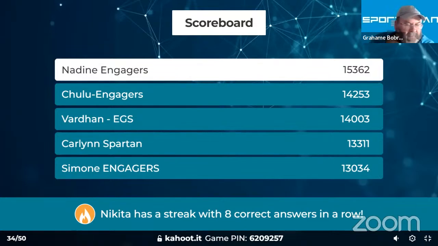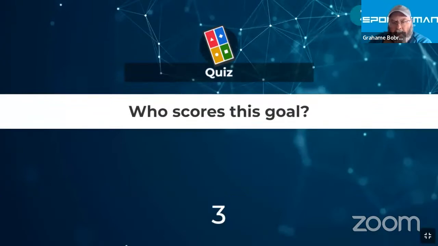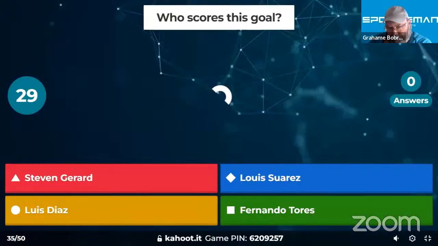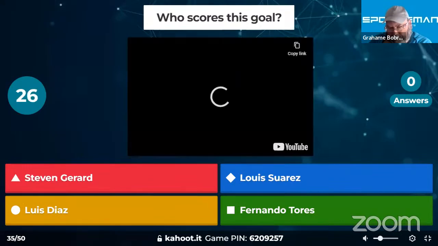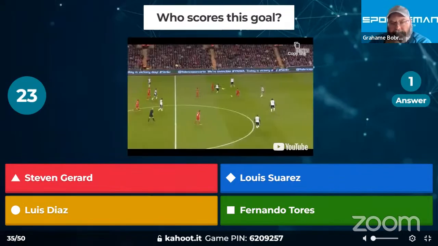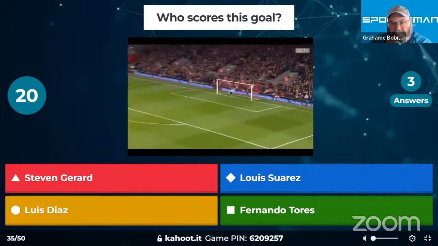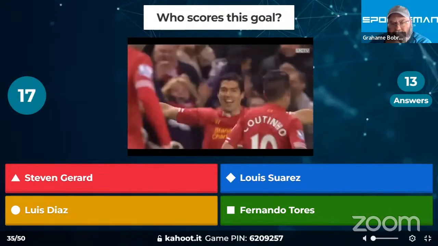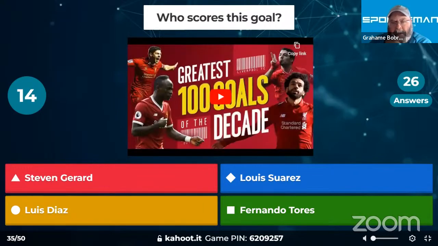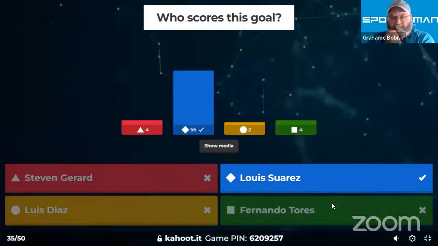Question number 35, the last of the sport questions. Here we go. Who scores this goal? Cracker at that. Luis Suarez, brilliant Uruguayan. He was as good with his teeth as he was with his feet.